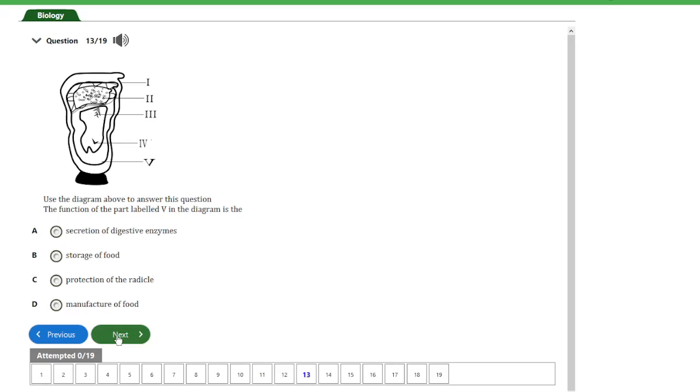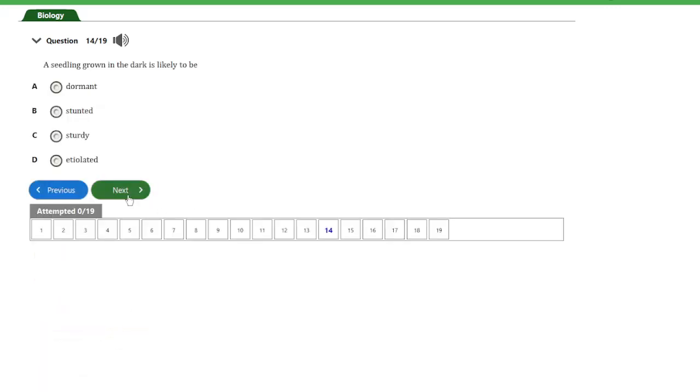So this part labeled V, which is the coleorhiza, protects the radicle. It is a protective sheath that surrounds the radicle of monocotyledonous plants. So guys, the main function of this part is to protect the radicle, and that's option C here.